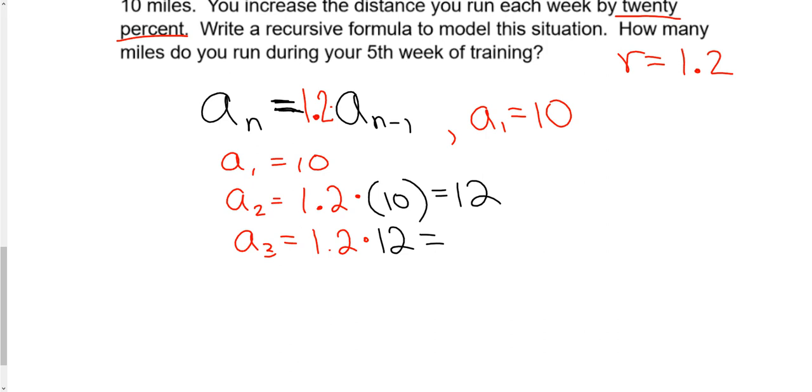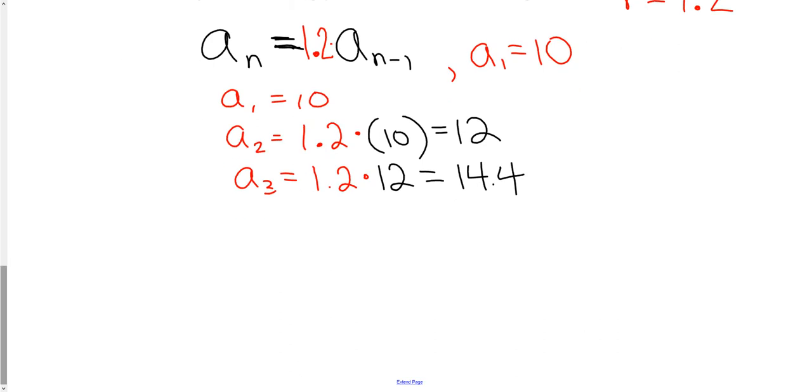Exactly 14? Let's do all the decimals. I don't care. 14 point. Okay. So now for week 4, it's 1.2 times week 3. Week 3 was 14.4.